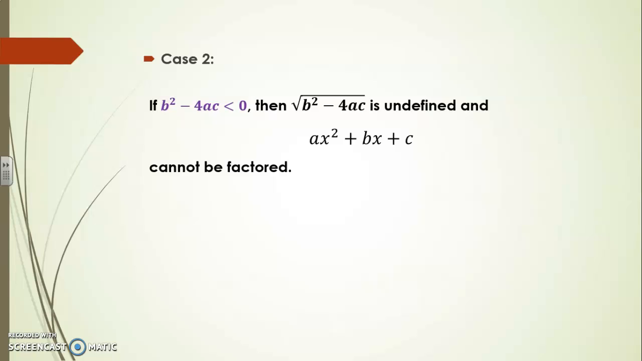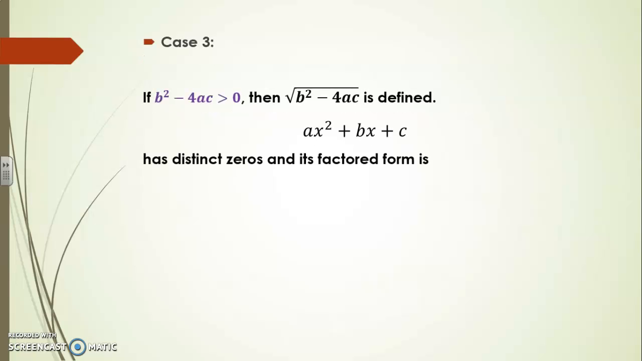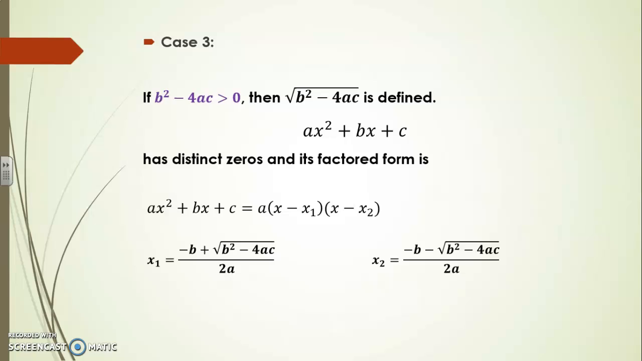If b squared minus 4ac turns out to be negative, then the root will be undefined, and our quadratic expression will not be factorable. In case 3, if b squared minus 4ac is positive, then the square root will be defined, and ax squared plus bx plus c will have 2 distinct zeros, and its factored form will be a times (x minus x1) times (x minus x2), where x1 and x2 are the zeros provided by the quadratic formula.